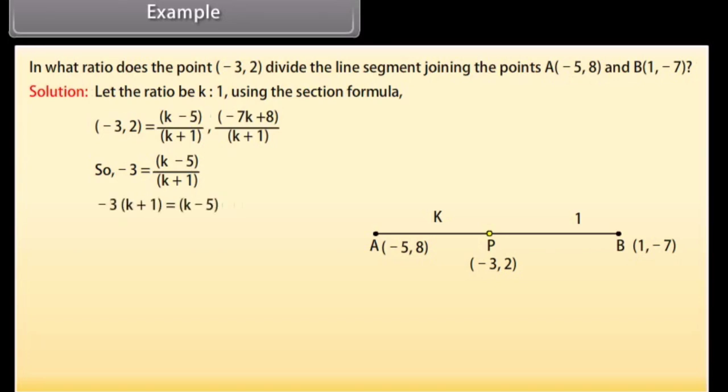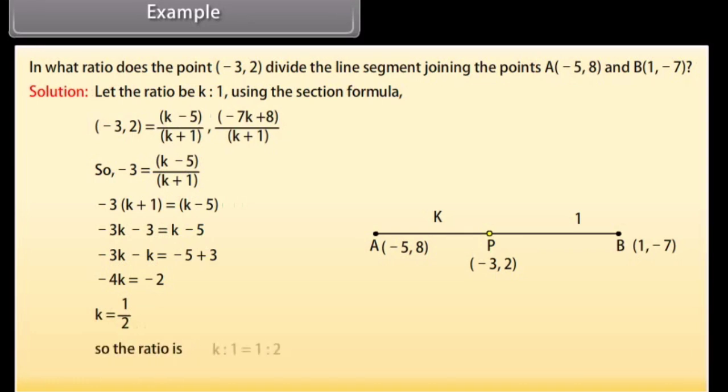-3 into (k plus 1) equals k minus 5, which is equal to -3k minus 3 equals k minus 5, equal to -3k minus k equals -5 plus 3, is equal to -4k equals -2. K is 1 by 2. So the ratio k:1 is equal to 1:2.